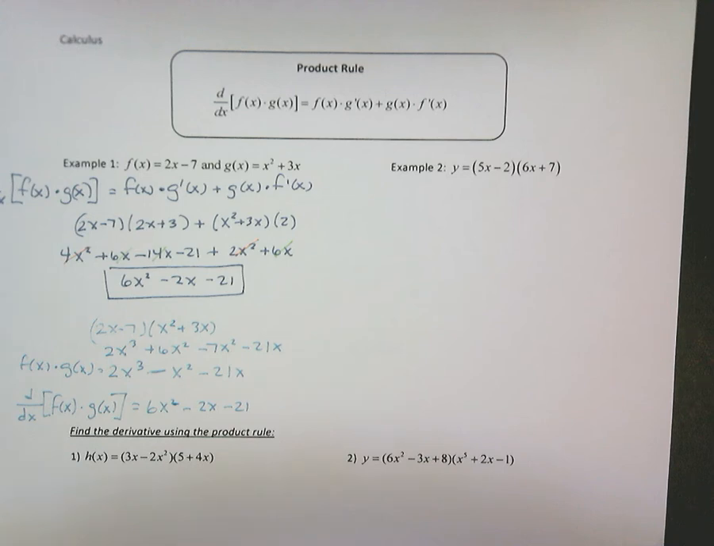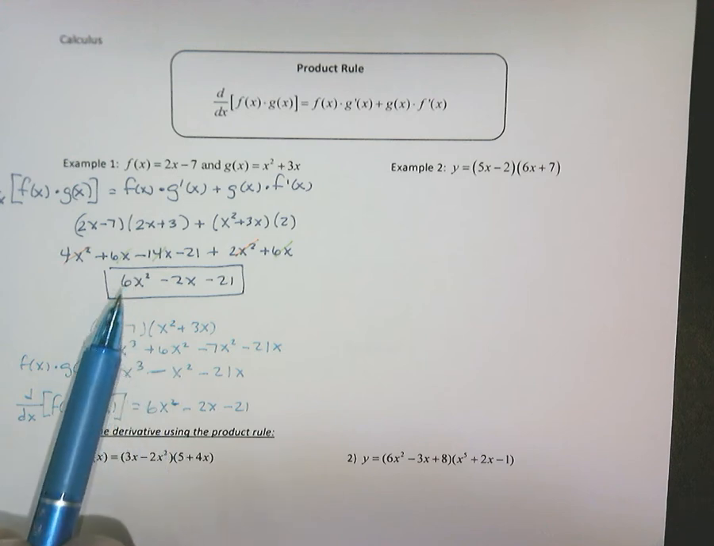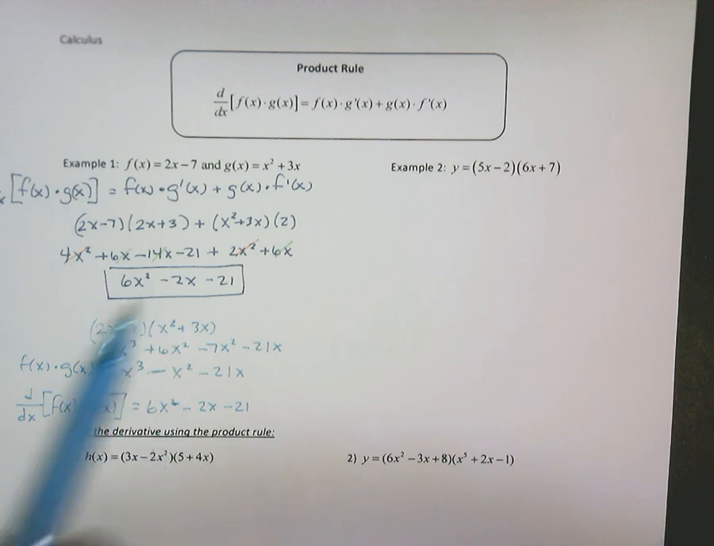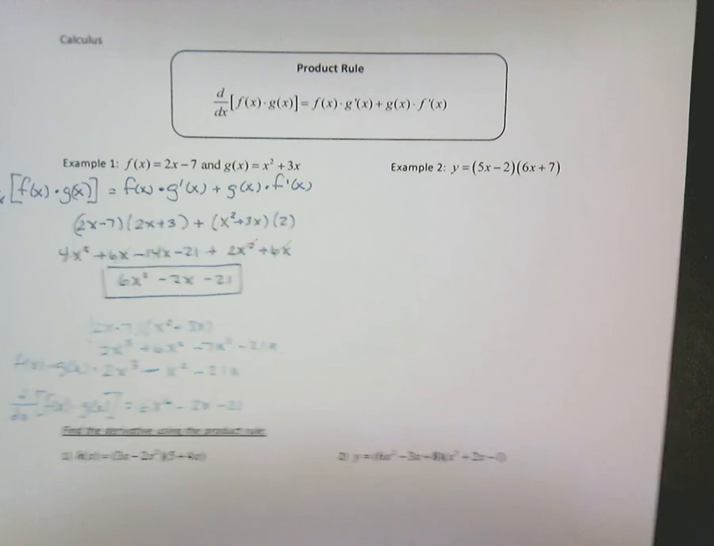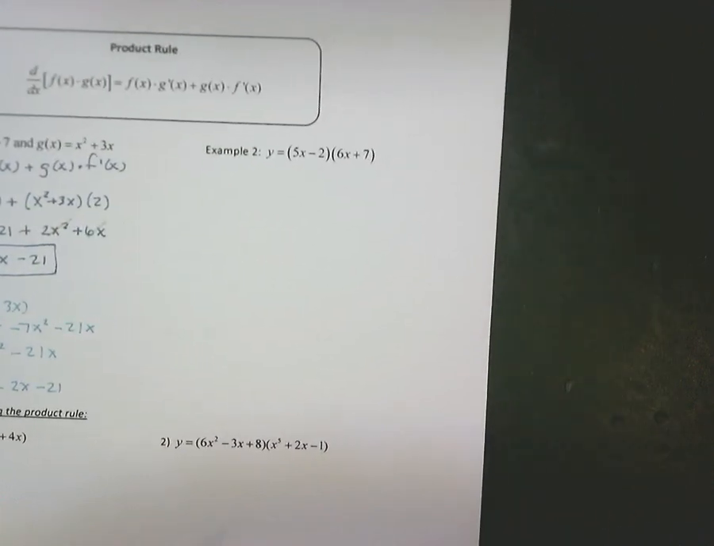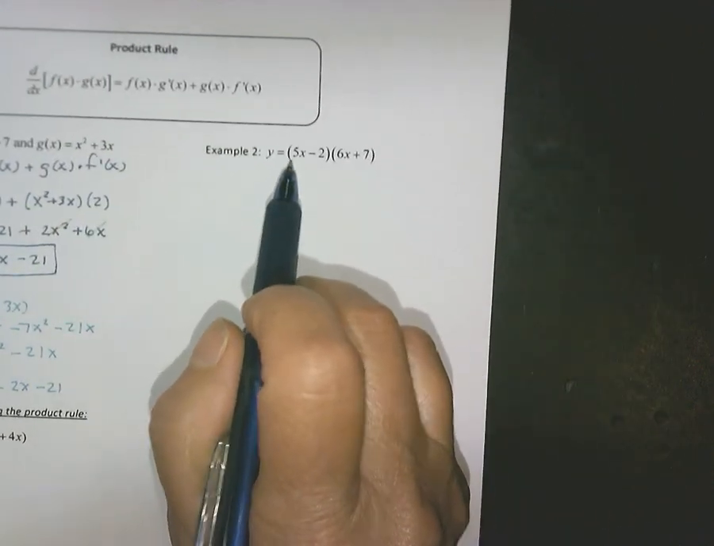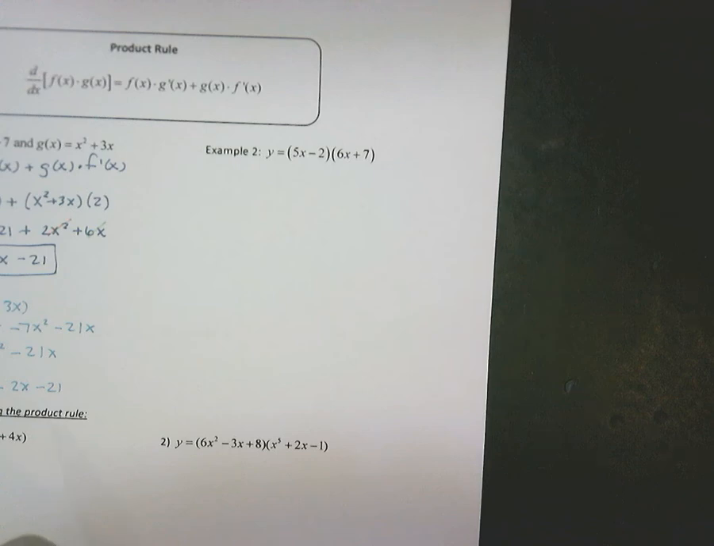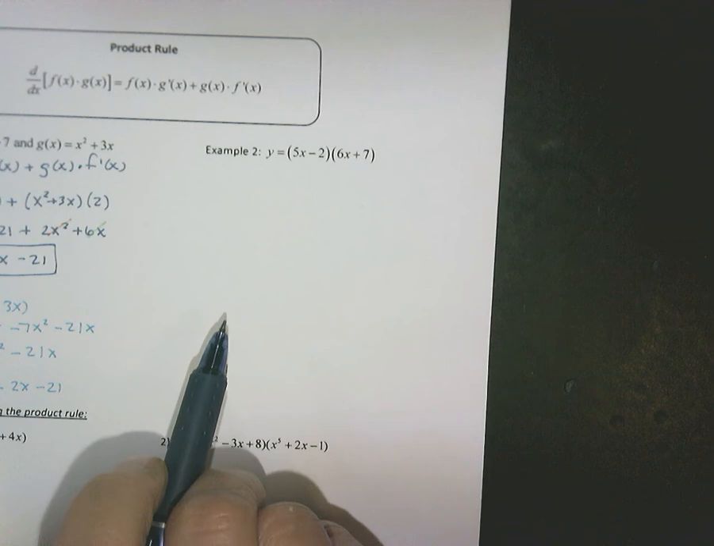So if you have very simple polynomial equations like this and you prefer to multiply them together, you can. But sometimes you cannot do that. Sometimes you have to use product rule. So here's another example. I want to take these two and find the derivative of them. I could multiply them together, but I'm going to demonstrate the product rule.